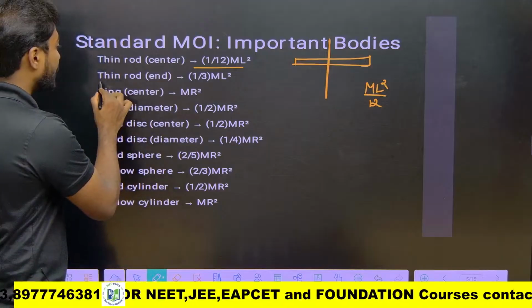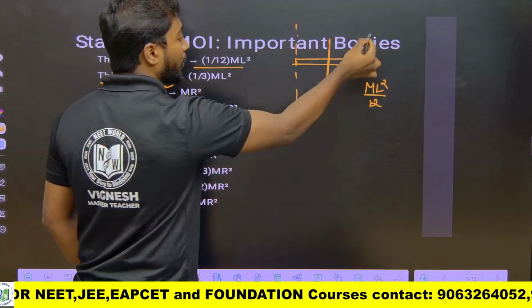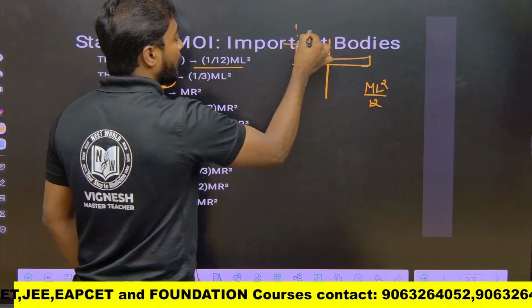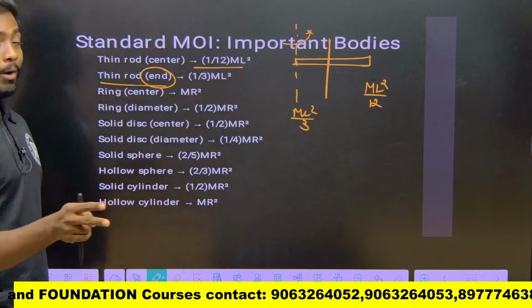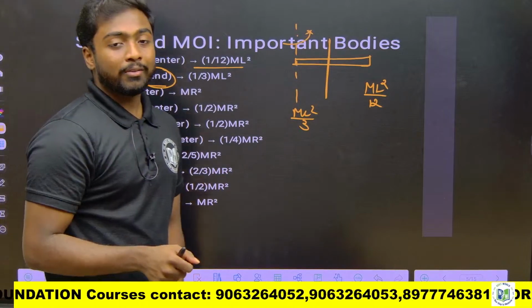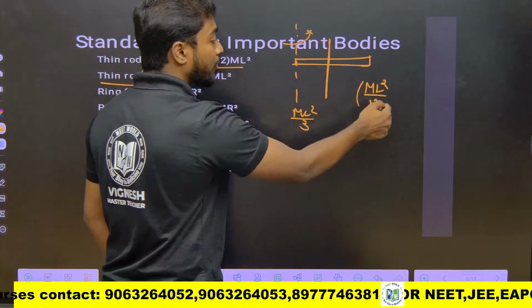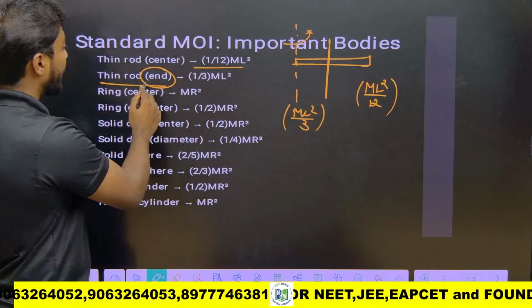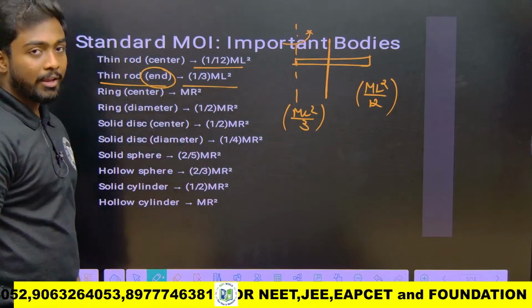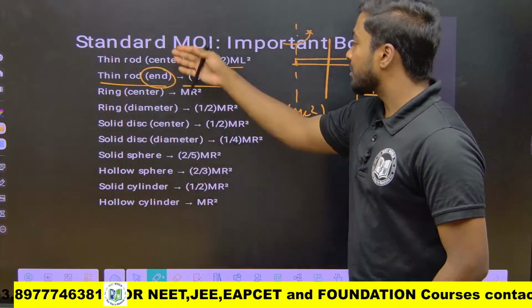And for a thin rod about the end, either this one or this one, the moment of inertia is mL square by 3. So what we have seen is that it depends upon the axis also. From the center it is mL square by 12, whereas from the edge, the end, it is mL square by 3. Similarly, for every object the moment of inertia has been given here.